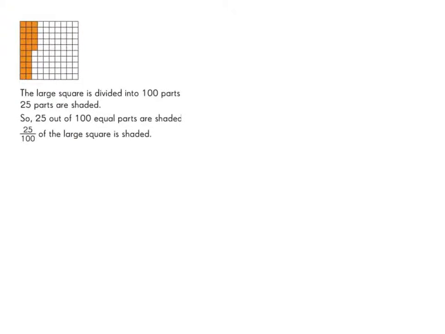Let's express part of a whole as a fraction and as a percent. The square here is divided into 100 equal parts. 25 of those parts are shaded. So, 25 out of 100 of those equal parts are shaded, or 25 hundredths of the large square is shaded. Now remember, percent means out of 100. So what percent of the whole is shaded? 25%, because 25 out of 100 are shaded.